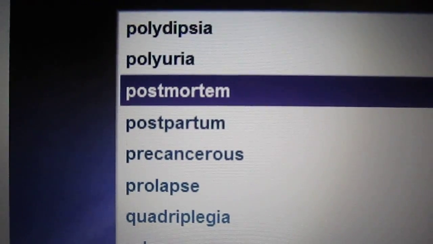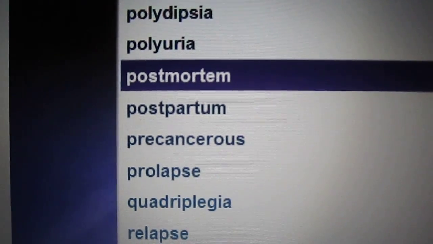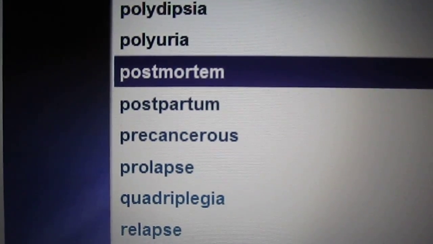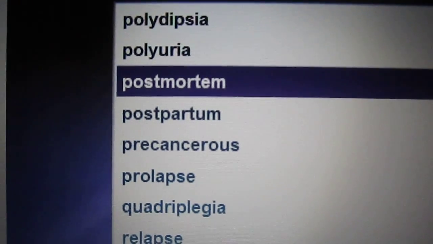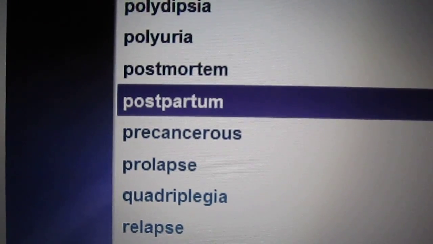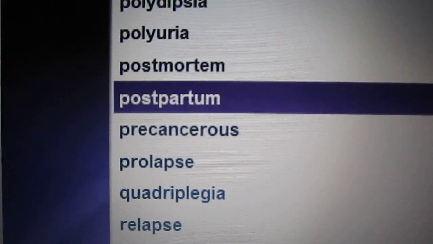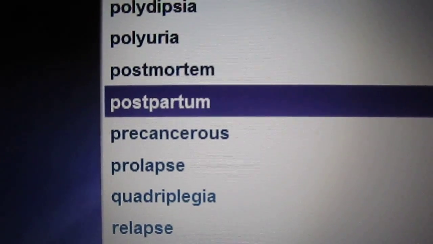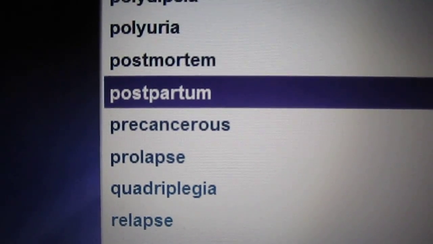Postmortem. Post means after. Mortem is death. A postmortem examination is performed after death. Postpartum. The postpartum period refers to the time immediately after giving birth.